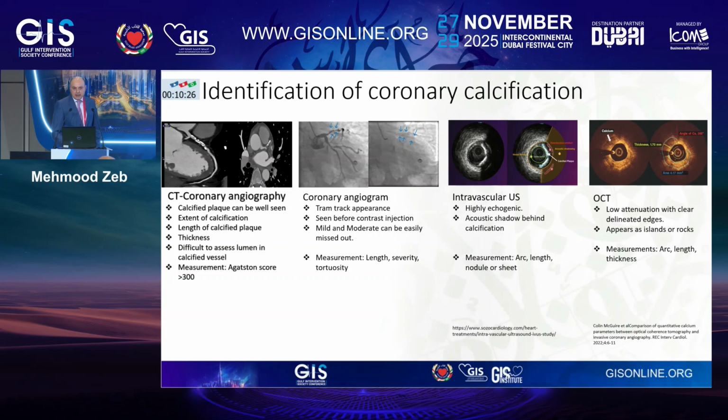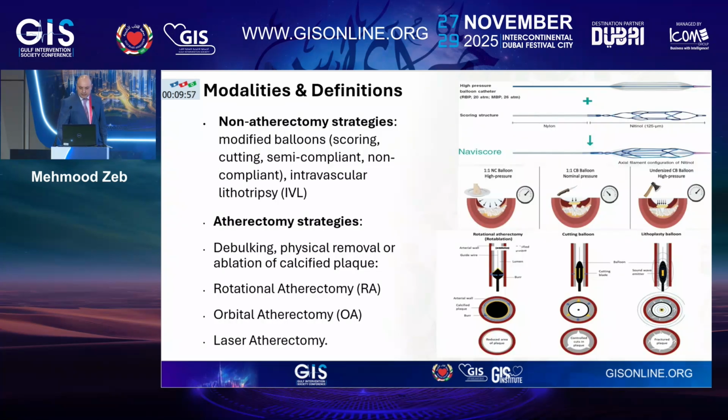Imaging is important, obviously, for identification of calcification. Dr. Zaid has discussed that in quite some detail, but we see them on CT coronary angiogram, and we can measure the score. Coronary angiogram shows a tram track appearance. IVUS tells us about the arc of calcification, the depth, and the length, while the OCT also tells us about the thickness of the calcification along with the other information we get.